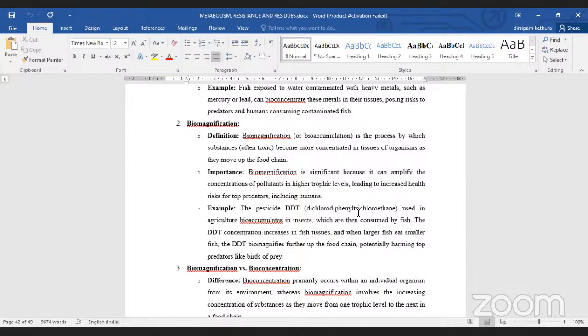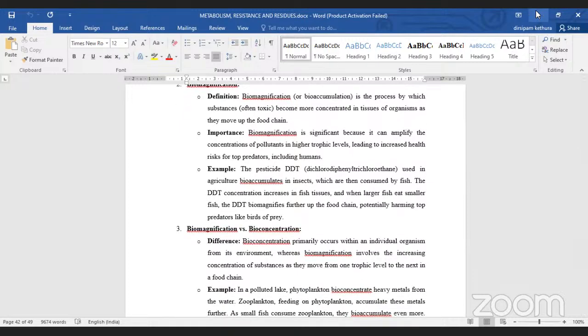It occurs when a chemical becomes more and more concentrated as it moves up through the food chain. An example here is the pesticide DDT used in agriculture. It bioaccumulates in insects, which are then consumed by fish. The DDT concentration increases in fish tissues, and when larger fish eat smaller fish, the DDT biomagnifies further up the food chain, potentially harming top predators like fish and birds of prey.